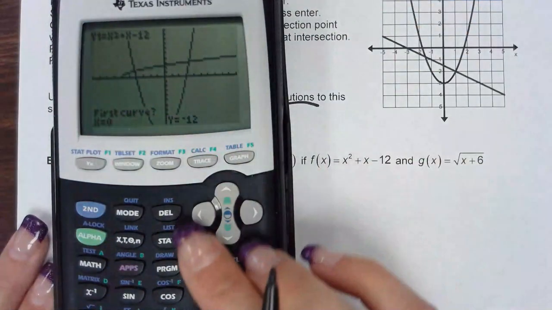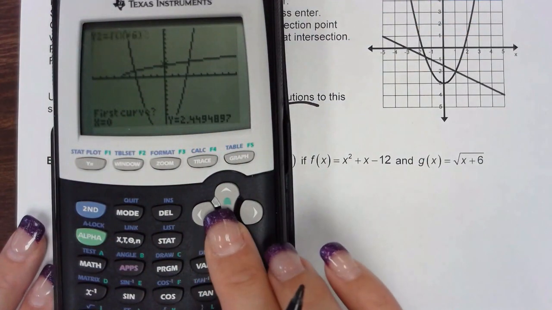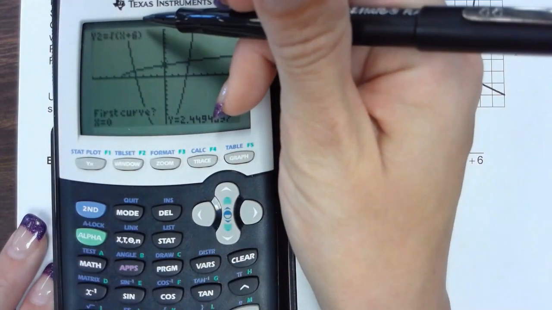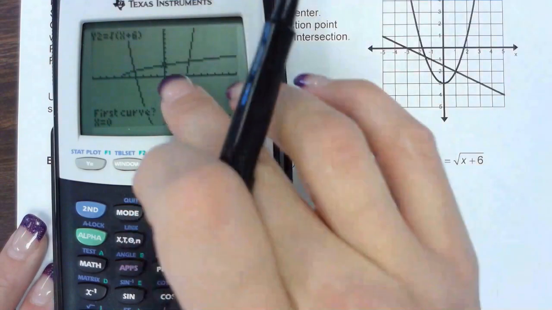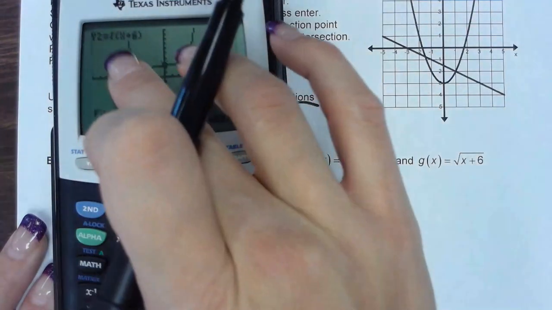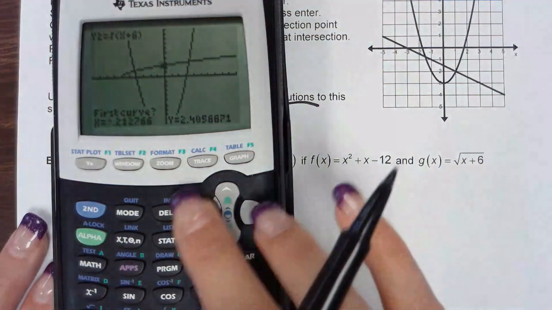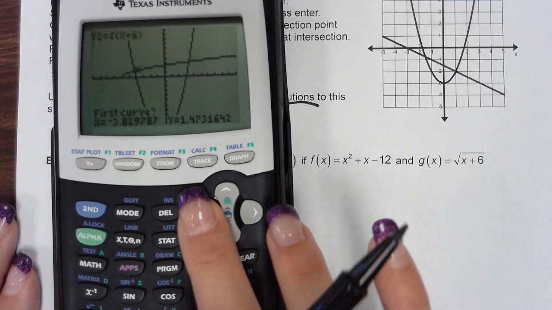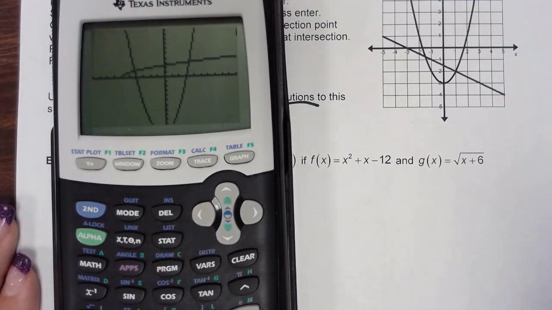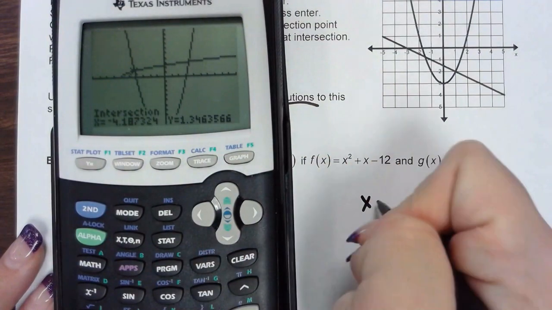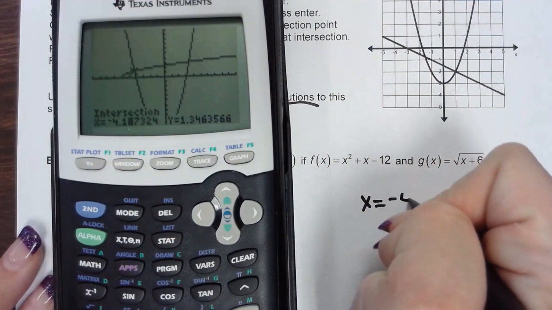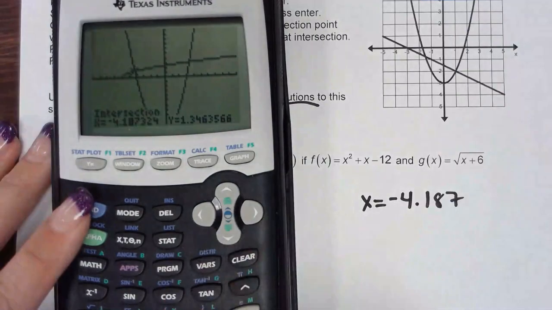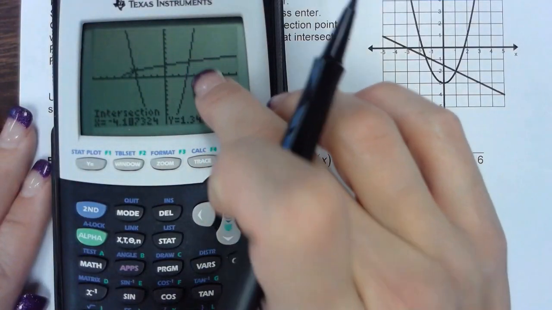and as you guys can see right now, I can't see my flashing point, right? So I'm going to press the down button, and there it is. What I just did, guys, is switch it to the other function so it follows the square root function instead of the x squared. So I'm going to get really close to that intersection, press enter 3 times, and they intersect at x equals -4.187.